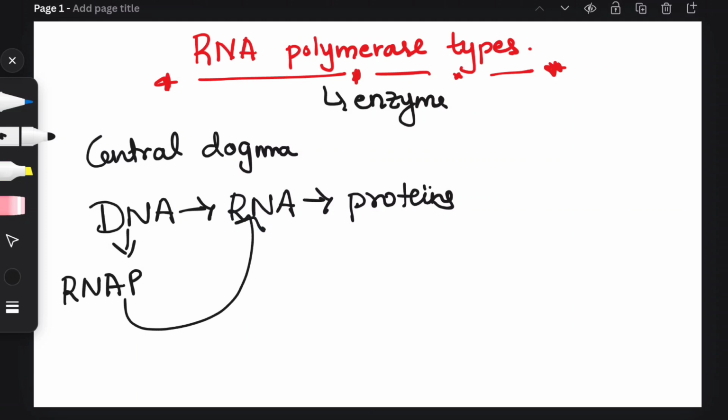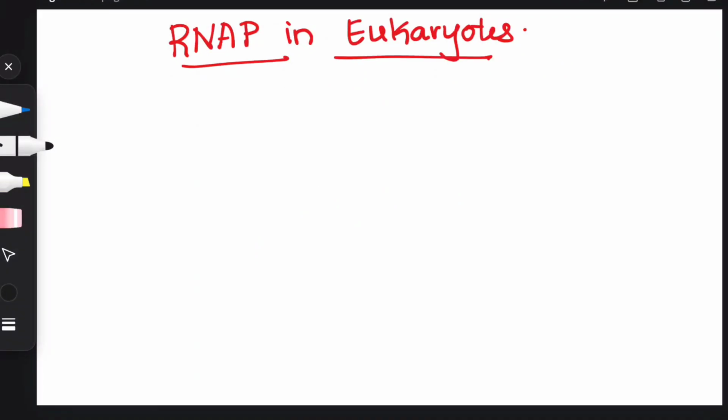Now, in the case of the formation of RNA, there are two types of cells, that is prokaryotes and eukaryotes. In them, different types of RNAP, that is RNA polymerase, are present. We will be going ahead with the discussion of them. Now, we will be discussing RNA polymerase types in eukaryotes. There are 5 different types of RNA polymerase.